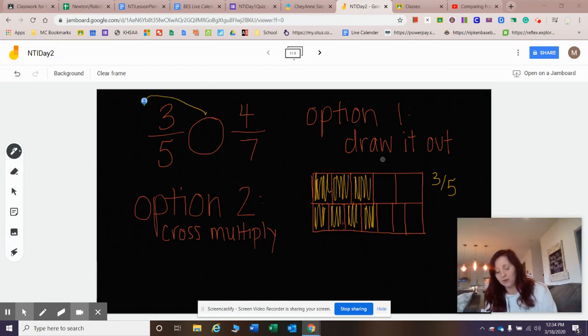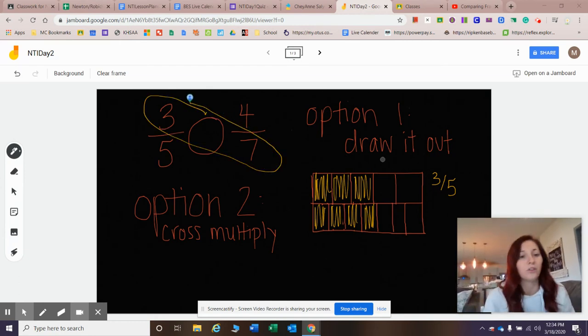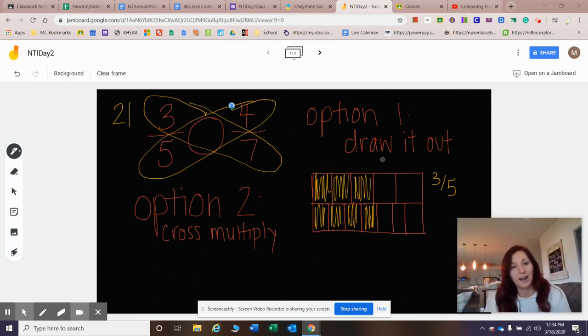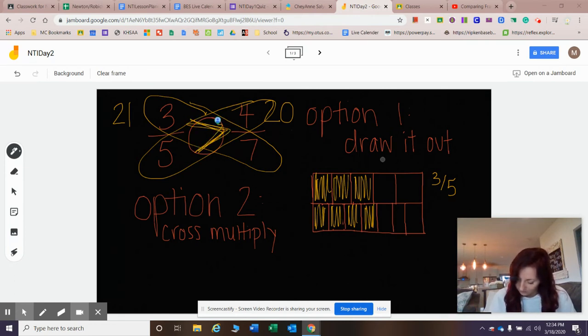So first we got to go from top to bottom, left to right. So we'll start with 3 times 7. 3 times 7 is 21. Then next we'll cross multiply over here. 4 times 5 is 20. Ooh, those were really close. But we know that 21 is actually greater than 20. And you can even see 3/5 and 4/7 are right there neck and neck.